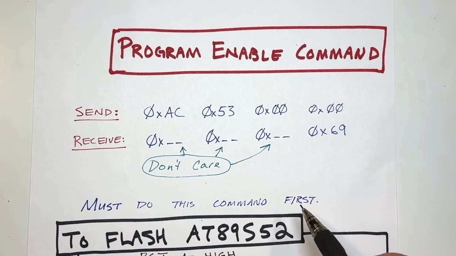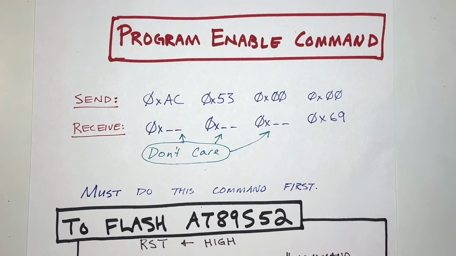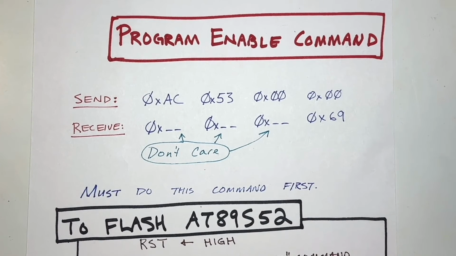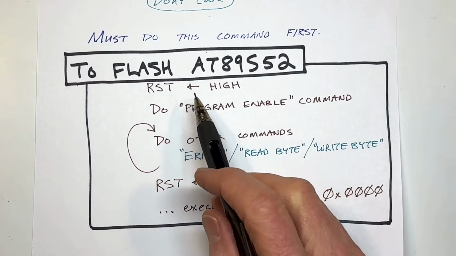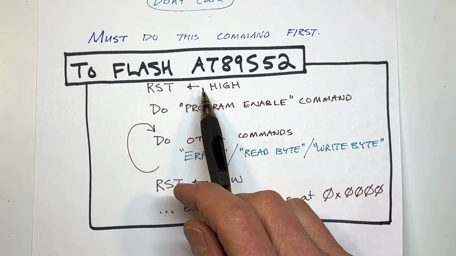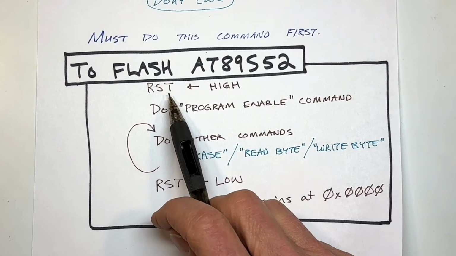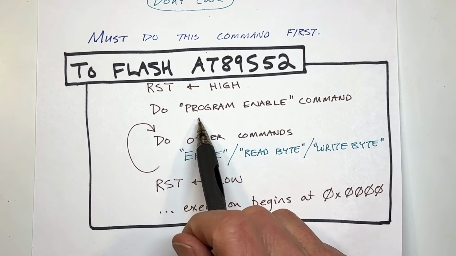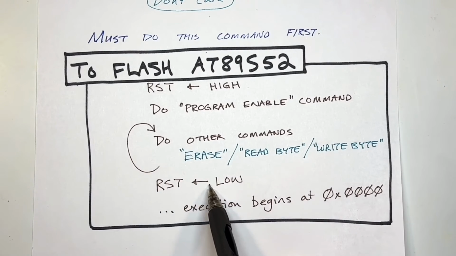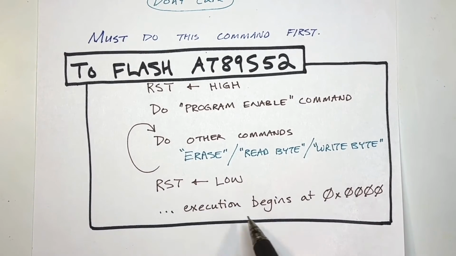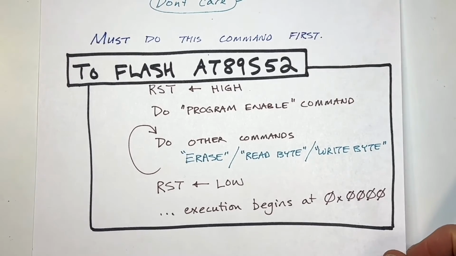We have to do this program enable command first. That essentially puts the AT51 microcontroller in programming mode, and so we have to do that first. So to flash the chip, we will drive the reset line high, do this program enable command, then do some other commands, and then run the reset low, and then that will start our execution.